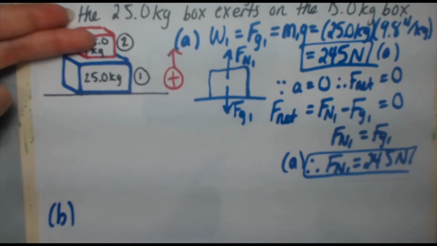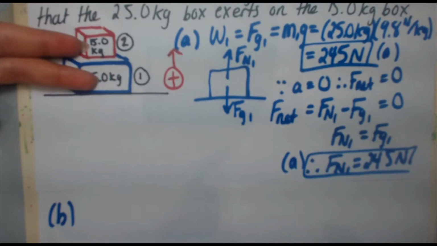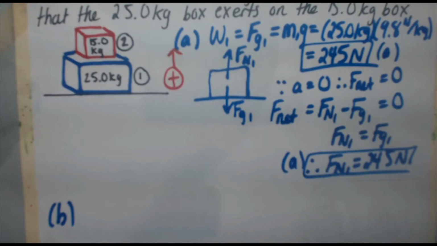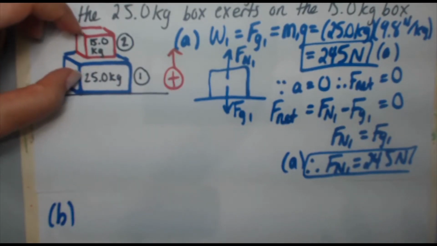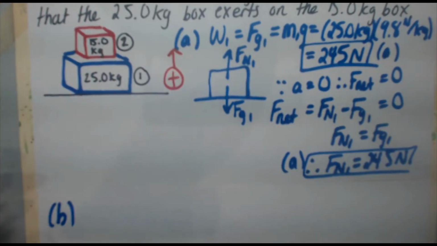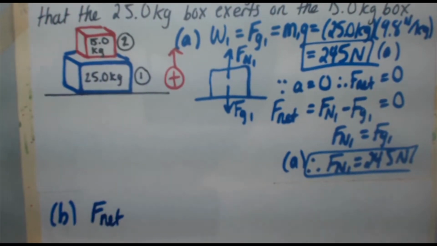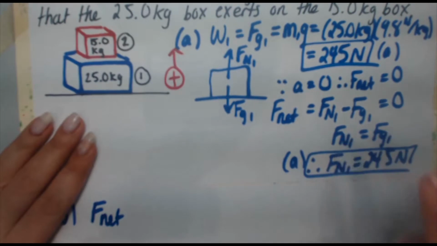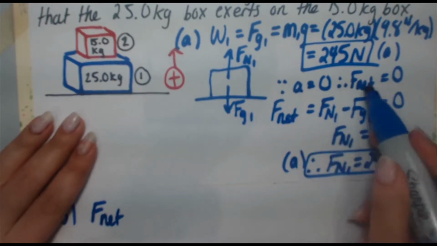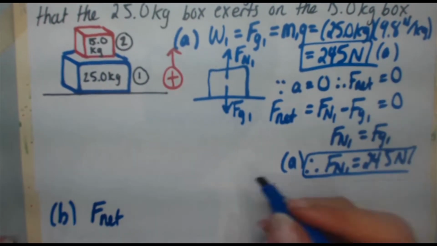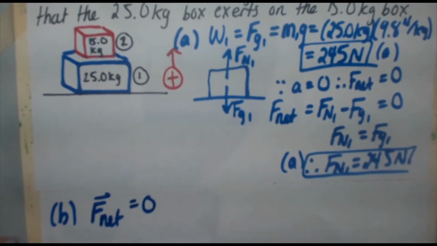Why? Because it doesn't know that there are two separate objects here. All it knows is that there's a more massive weight pushing down on it. However, although it's a more massive weight, something holds true as it did in the previous problem. The two boxes are not accelerating up or down, so we can say that the net force is equal to 0. And it's the same idea.